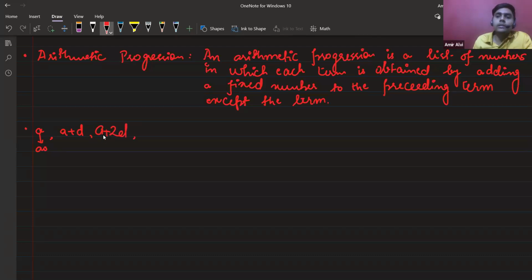If you need to get the fourth term, you just add D again, so it will be A plus 3D. You can see the number of D. When we are getting the third term, it is n minus 1, and the coefficient with the D is 2. Yes or no? At least let me know.